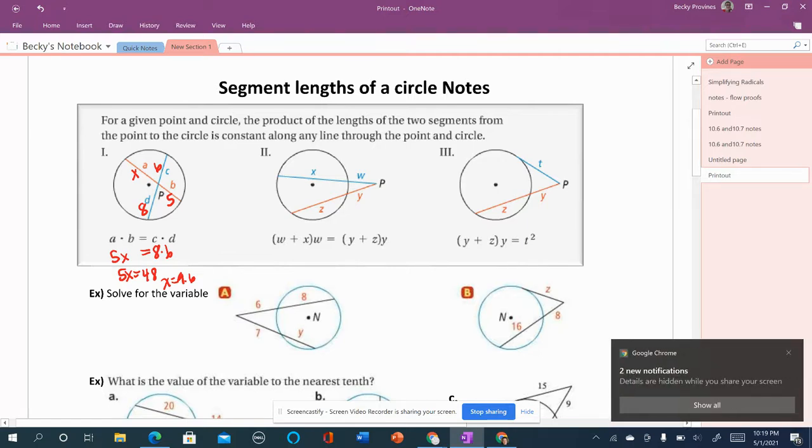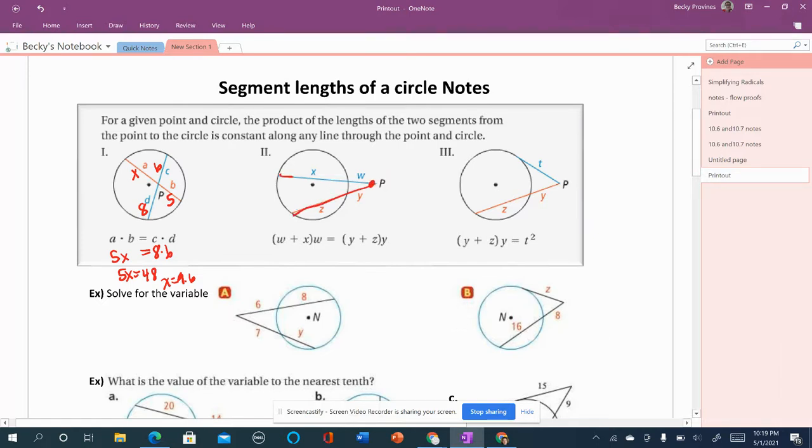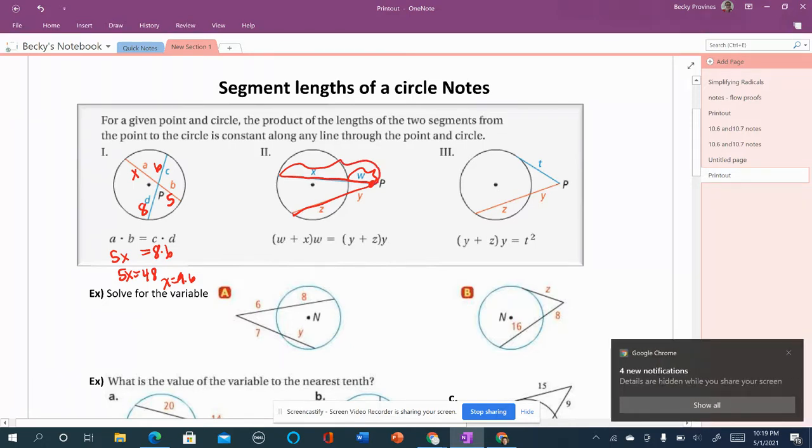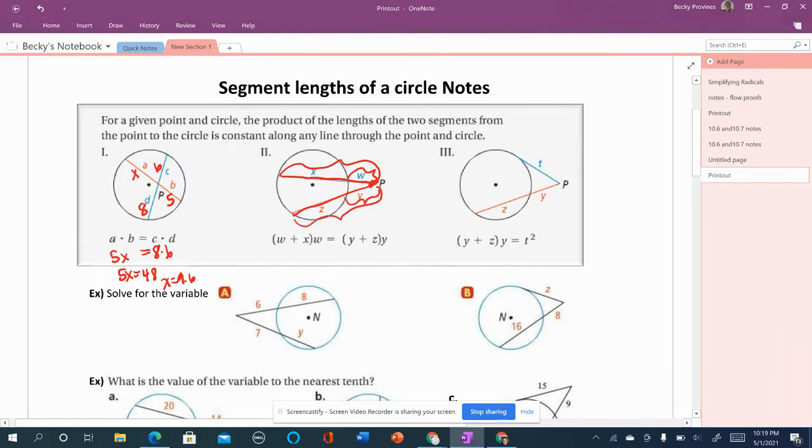Now, for theorem number 2, we have 2 lines that intersect here at an exterior point of the circle. We're going to take the exterior part of that line and then multiply it by this entire length, the sum of it. So again, we're going to take this side, the outside exterior part, and multiply it by this entire length. All right, now, again, we'll practice this in just a second.